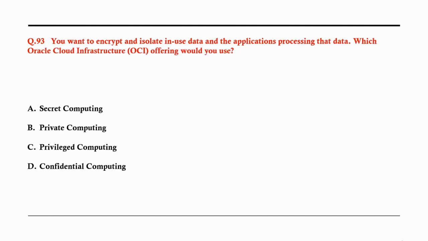Question 93. You want to encrypt and isolate in-use data and the application processing the data. Which Oracle Cloud Infrastructure offering would you use? The correct answer is D, confidential computing.